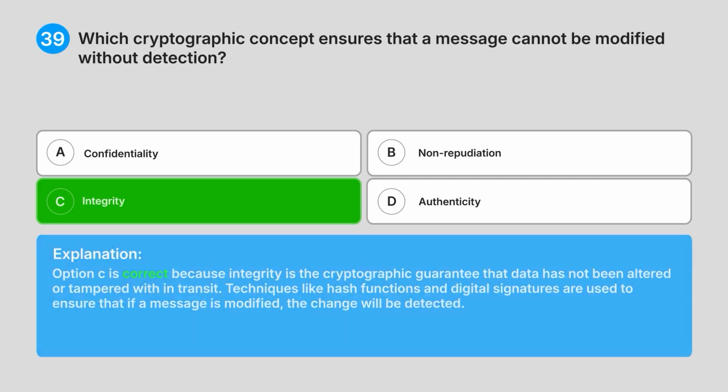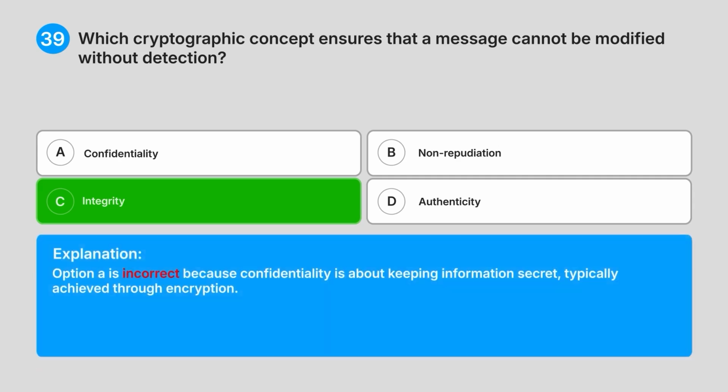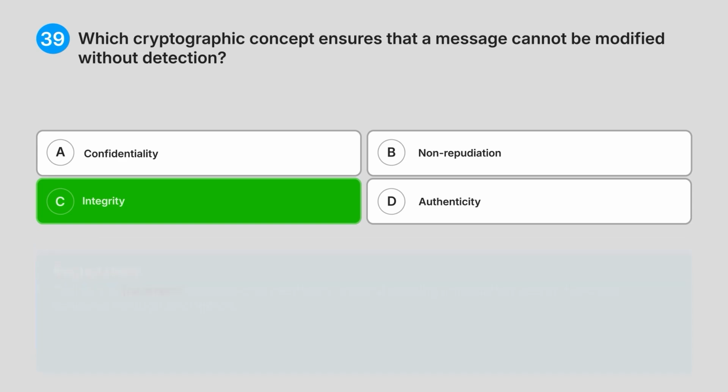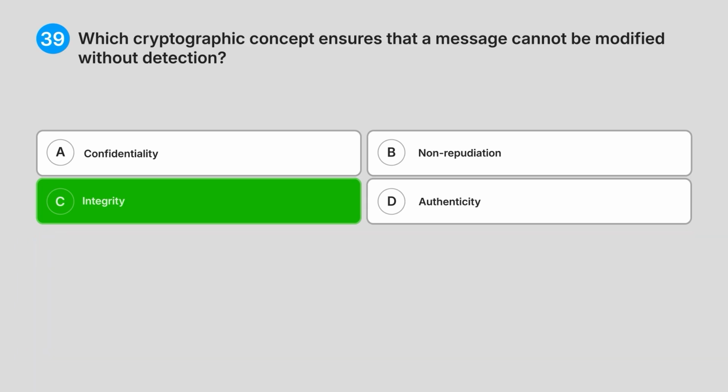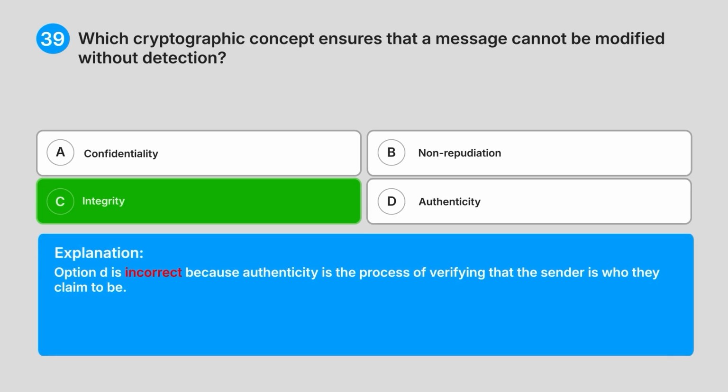Option A is incorrect because confidentiality is about keeping information secret, typically achieved through encryption. Option B is incorrect because non-repudiation prevents a sender from denying that they sent a message. Option D is incorrect because authenticity is the process of verifying that the sender is who they claim to be.